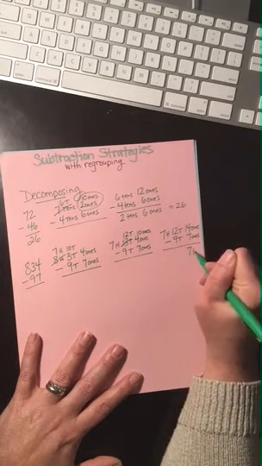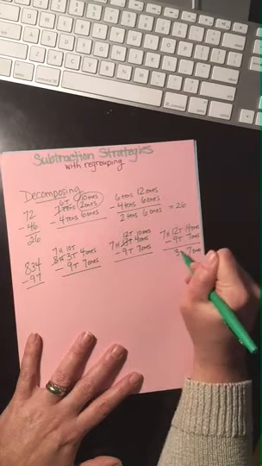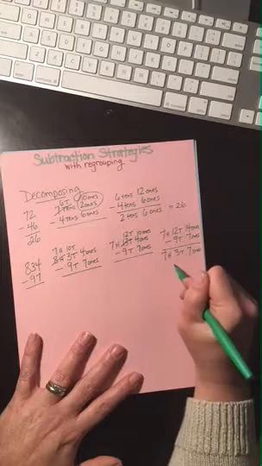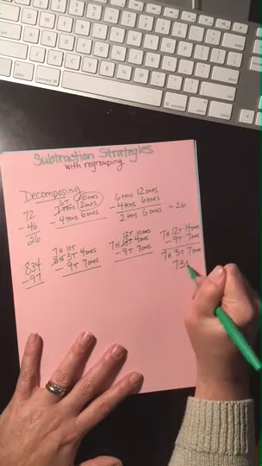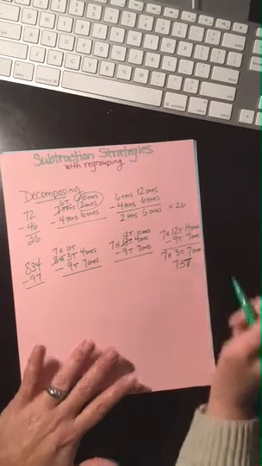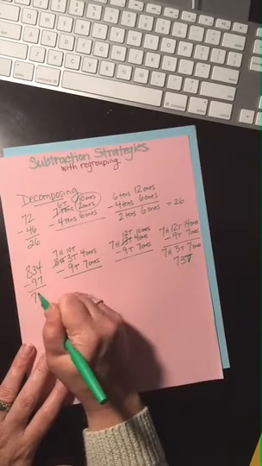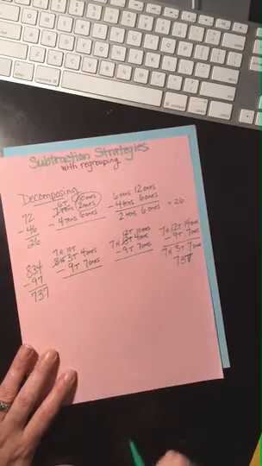When I subtract, I will end up with 7 hundreds, 3 tens, and 7 ones for a total of 737, which means 834 take away 97 is 737.